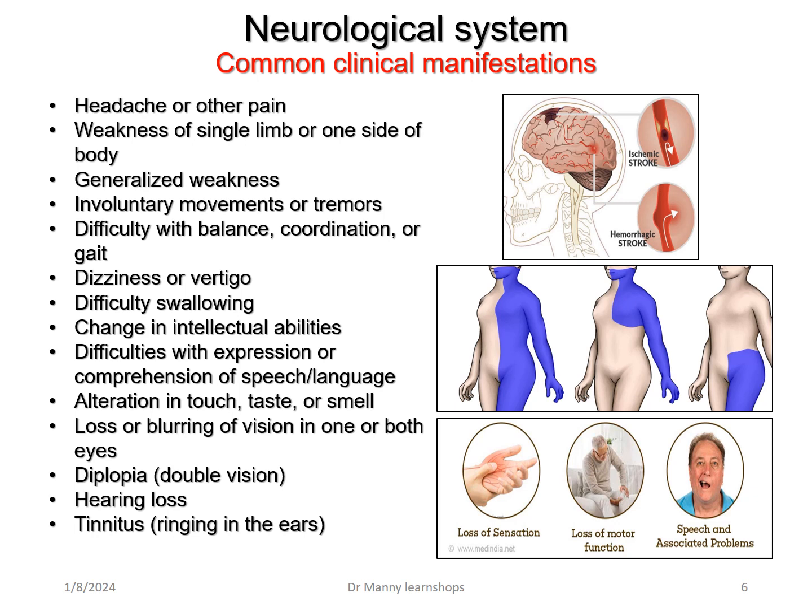difficulties with expression or comprehension of speech or language, alteration in touch, taste or smell, loss or blurring of vision in one or both eyes, diplopia such as double vision, photophobia in relation to bright light sensitivity, hearing loss or sounds in your ears, tinnitus.